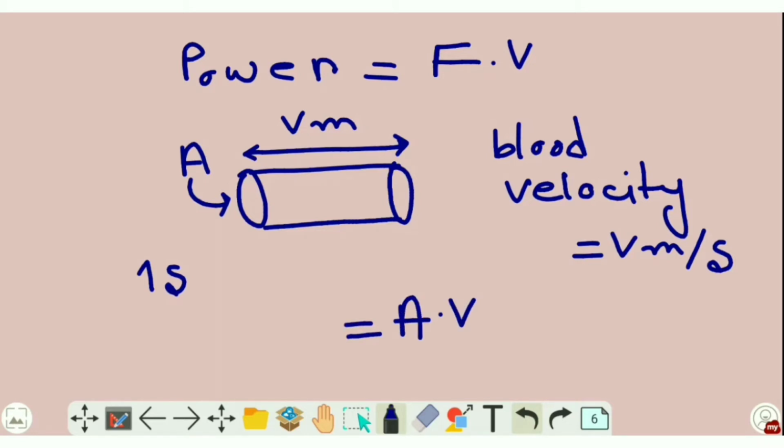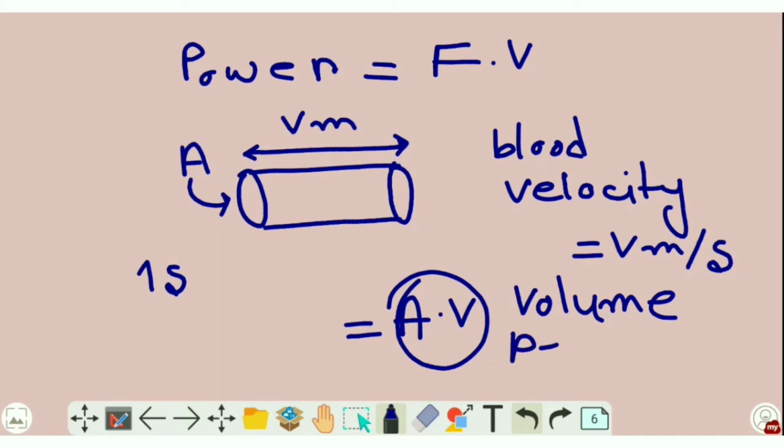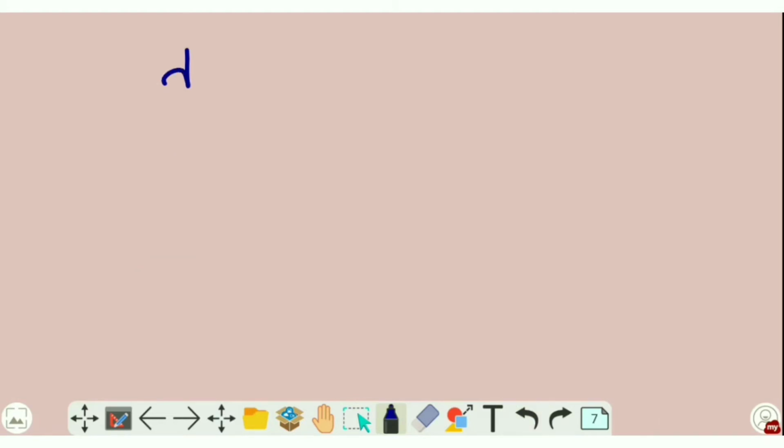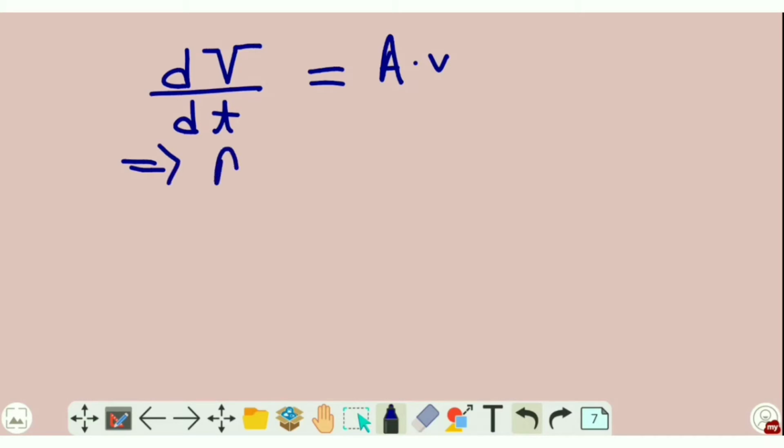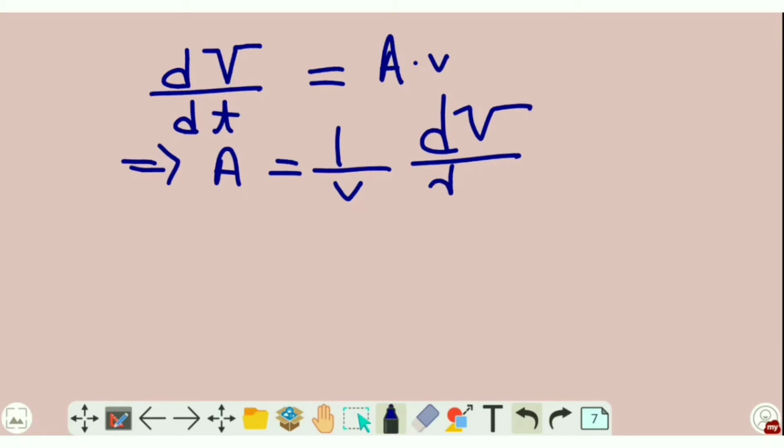Hope I made this clear. So this is the volume per unit time. We can also write it as dV by dt, where capital V is the volume, equal to A into small v. Or A equals 1 by v dV by dt.